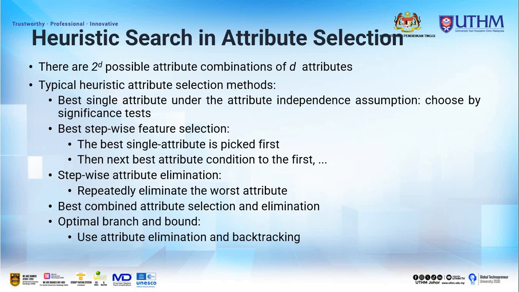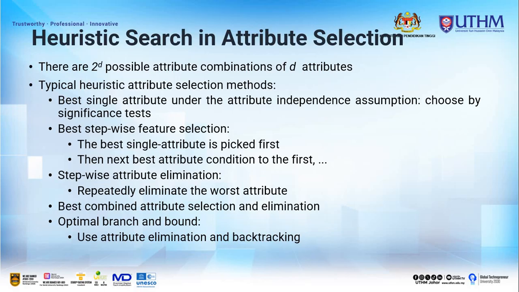Next, heuristic search in attribute selection. It's actually a combinatorial explosion with the D attributes. There are 2 to the power of D possible combinations of attributes. This exponential growth makes exhaustive search computationally infeasible, even for moderately sized data sets.